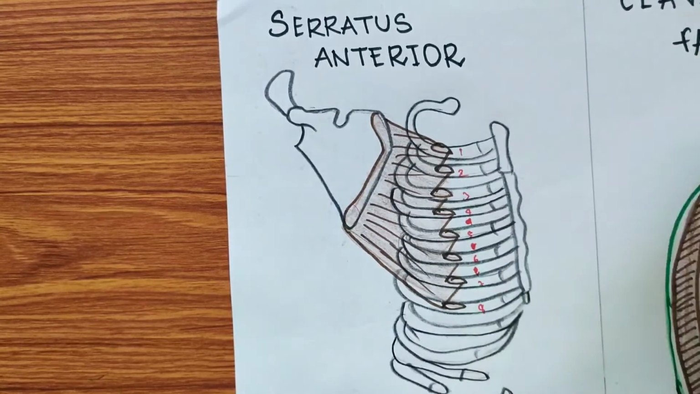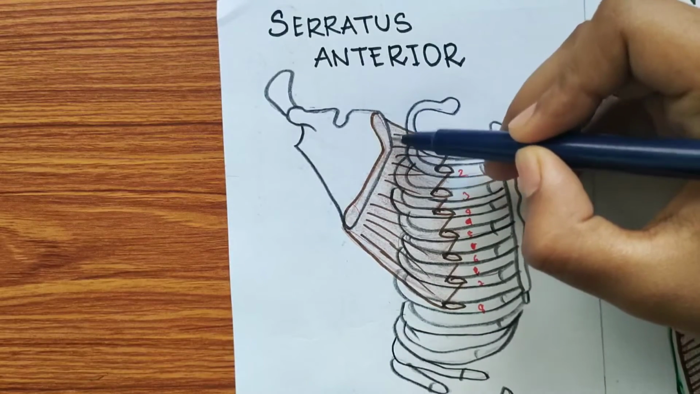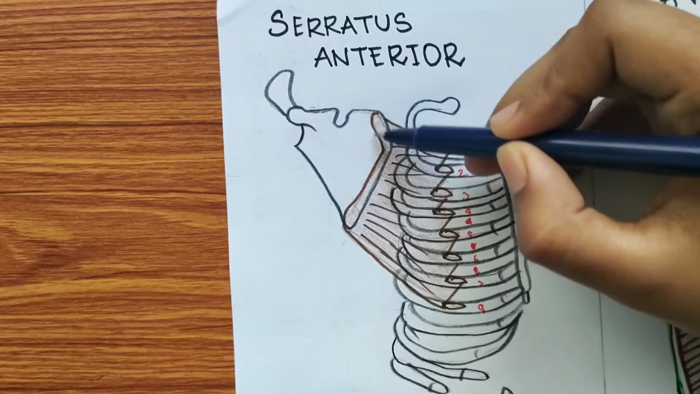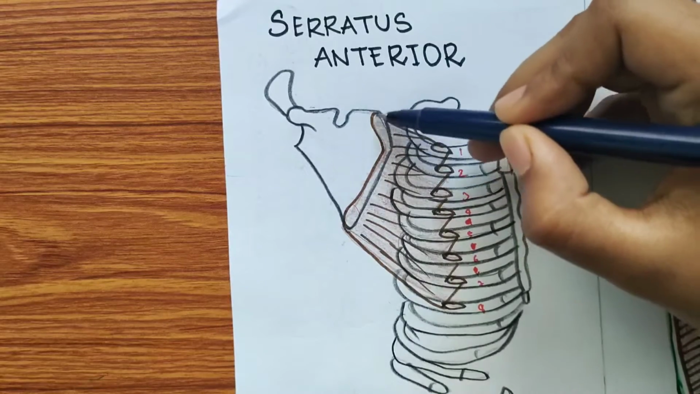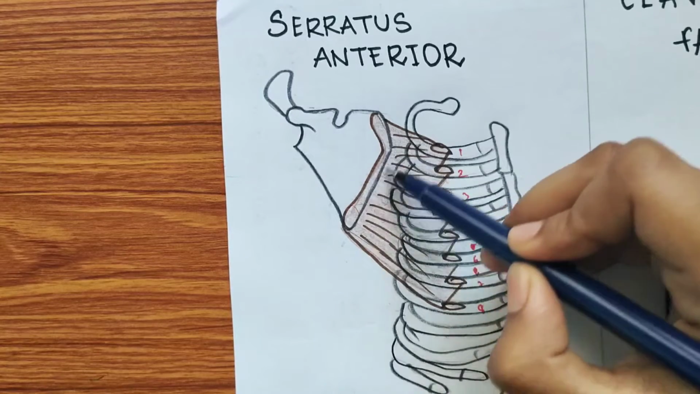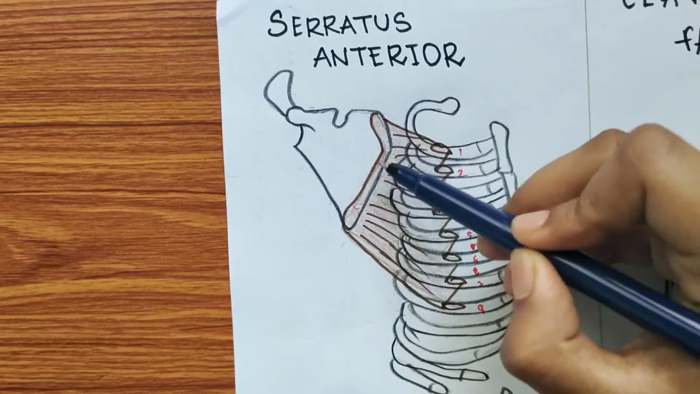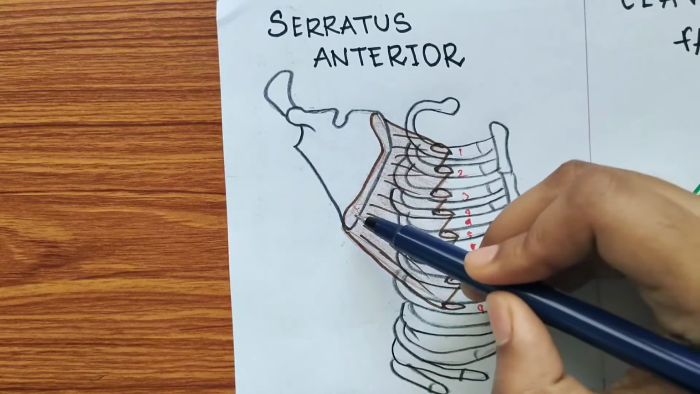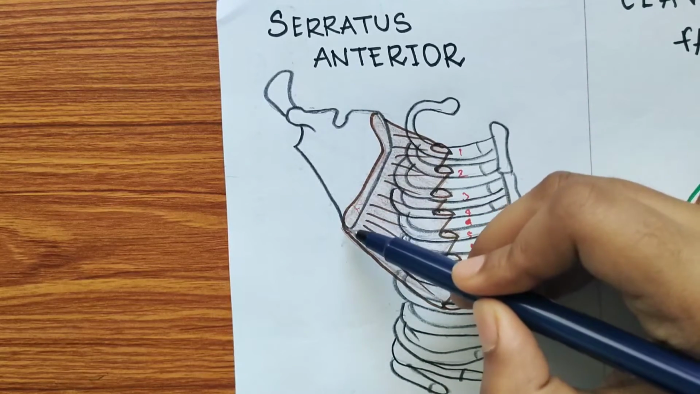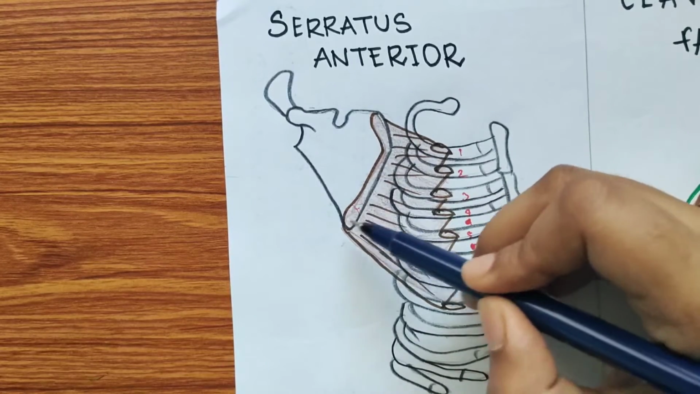So now, to be more specific, the first 2 digitations are inserted into the superior angle of the scapula. So as you can see, this is the superior angle of the scapula. The next 2 digitations are inserted into the medial border of the scapula. As you can see, this is the medial border of the scapula. The next 4 or 5 digitations are inserted into the inferior angle of the scapula. As you can see, this is the inferior angle of the scapula.